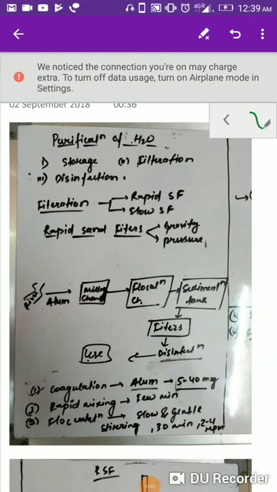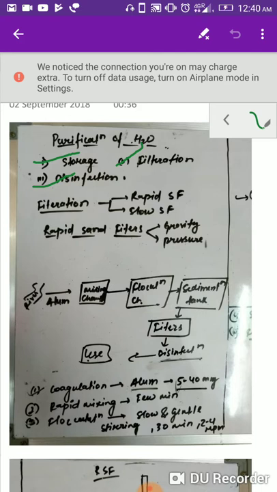All right. So today we are going to study about the purification of water. In the general purification of water, there are three major steps. The first is storage, second filtration, and the third is disinfection. I will give you a brief about the storage of water.